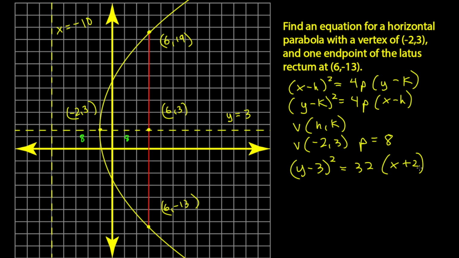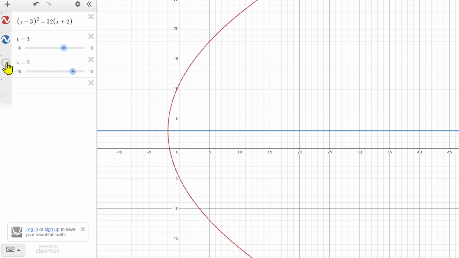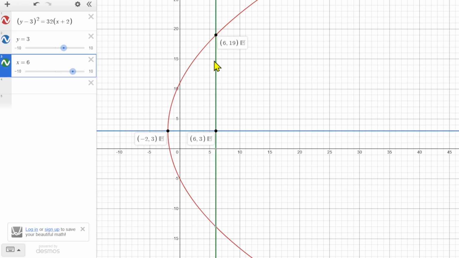And now we're going to switch over to Desmos to put it in there to check our answer. And now here we are on Desmos, and here's the parabola drawn here. Axis of symmetry is at y equals 3. Latus rectum is at x equals 6. So we can see now that we have our vertex at (-2, 3), our directrix at x equals -10, one end of the latus rectum at (6, 19), and the other end at (6, -13). And that is our parabola, and we are done.